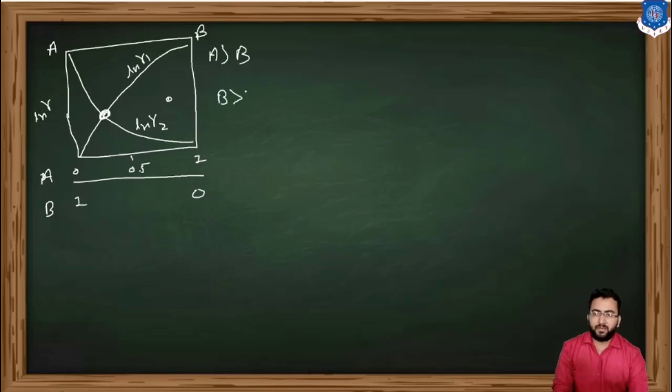Similarly, for b greater than a, we have to get the interaction of ln gamma 1 and ln gamma 2 at the b side, then the data is consistent, otherwise the data is inconsistent.